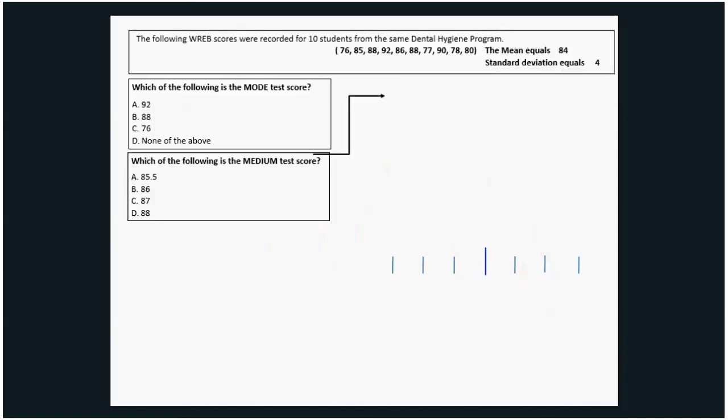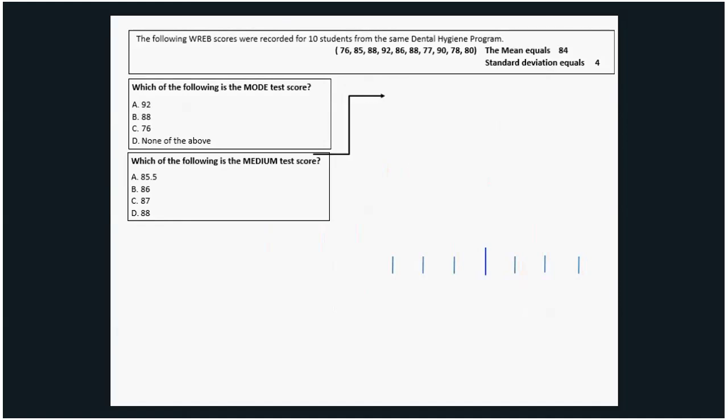Okay, the following REB scores recorded for 10 students from the same dental hygiene program. So you've got something like this. They'll give you the scores, and then they'll say the mean equals 84 and the standard deviation equals 4. And then they'll ask a question, which of the following is the mode of the test score? Okay, that's going to be real easy, right? It's the one that appears the most frequently.